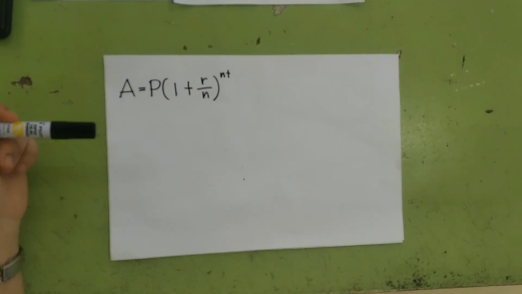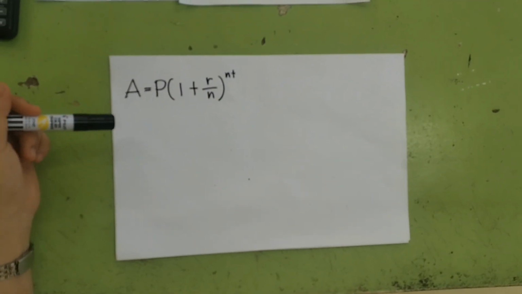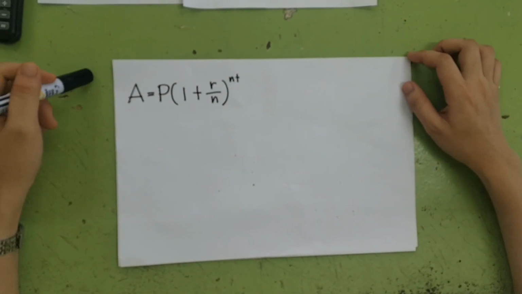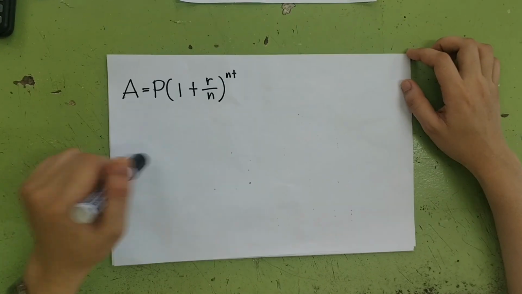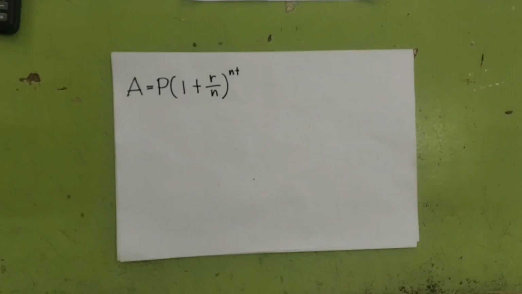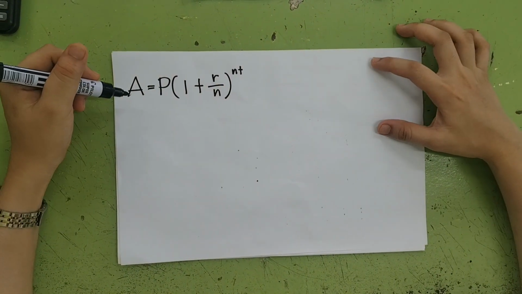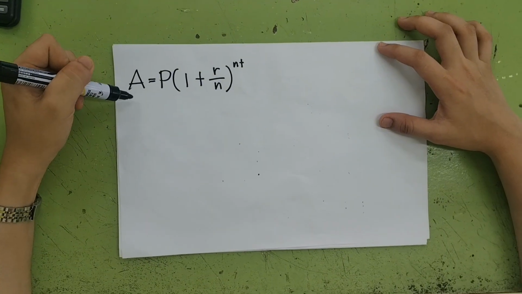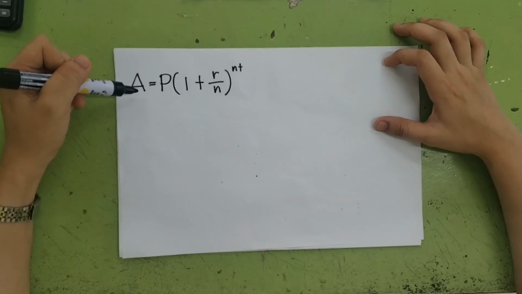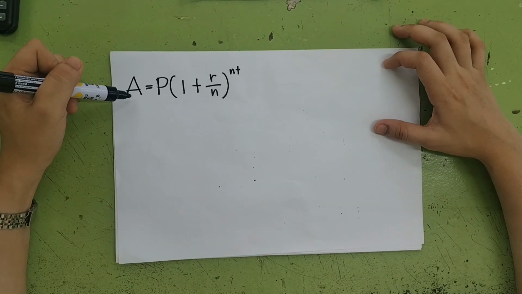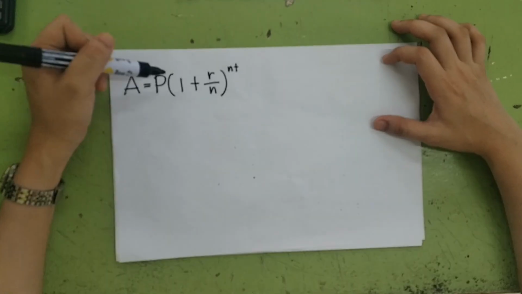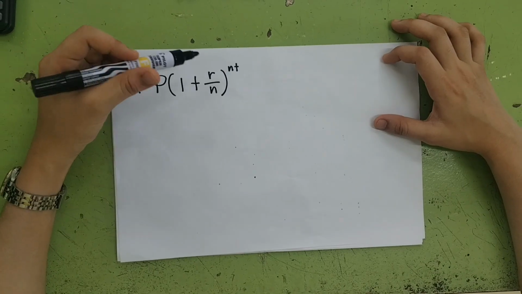Upon solving a problem, we should know the formula of compound interest. So here is the formula of compound interest. These are the variables that construct the formula. Here is A. This variable A is for the amount. This variable P is for the principal. Then 1 is a constant.